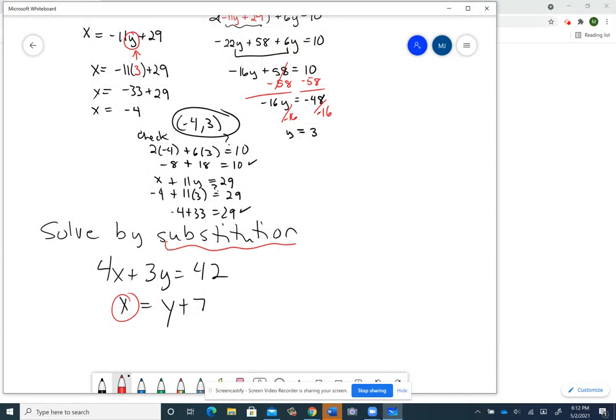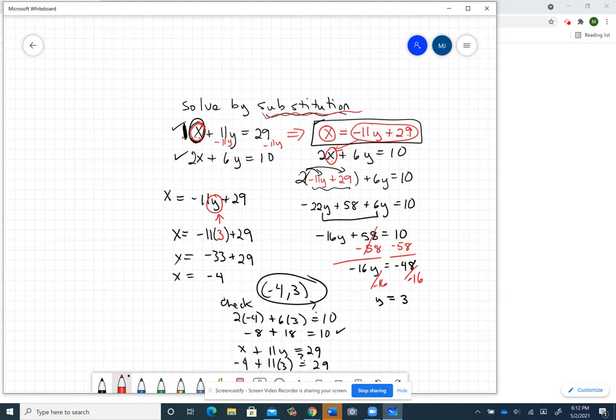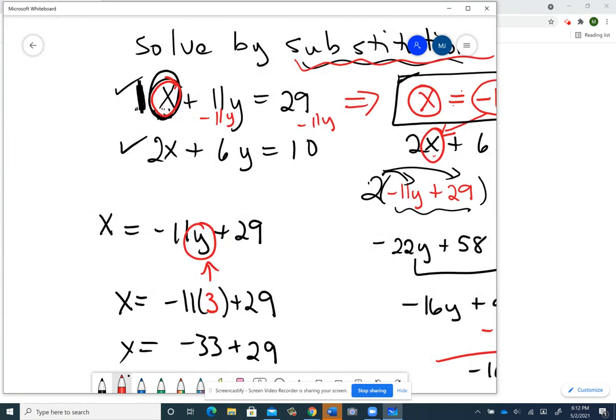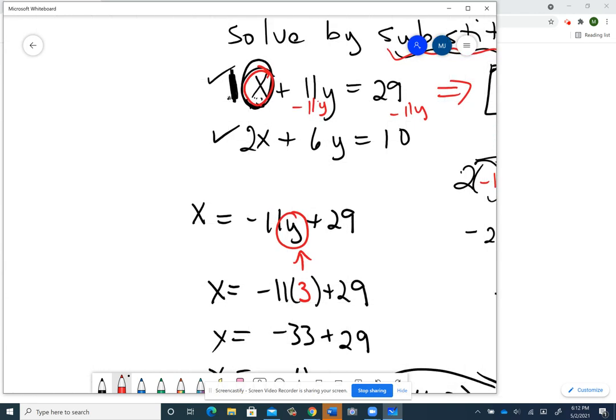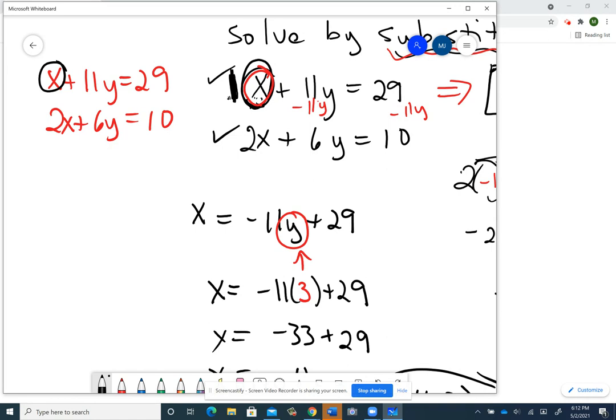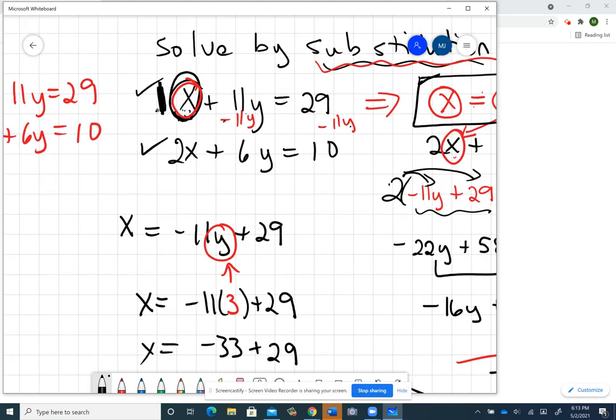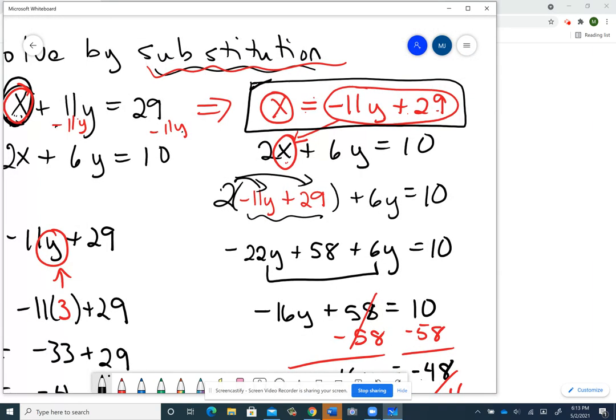For instance, on this one that somebody else asked about, the original problem started out this way. Let me write the original: x plus 11y equals 29 and 2x plus 6y equals 10. On that one, the original equation didn't already have the x by itself. That was my first step, which is why I subtracted 11y from both sides. You find the variable that's easiest to get by itself, and you rearrange the equation so that variable is all by itself. So I subtracted 11y and got the x by itself.